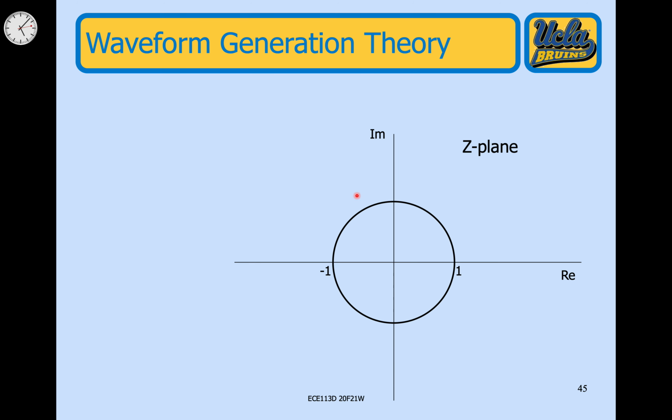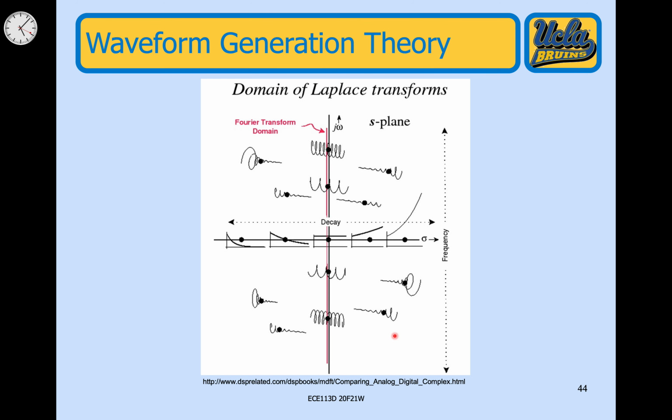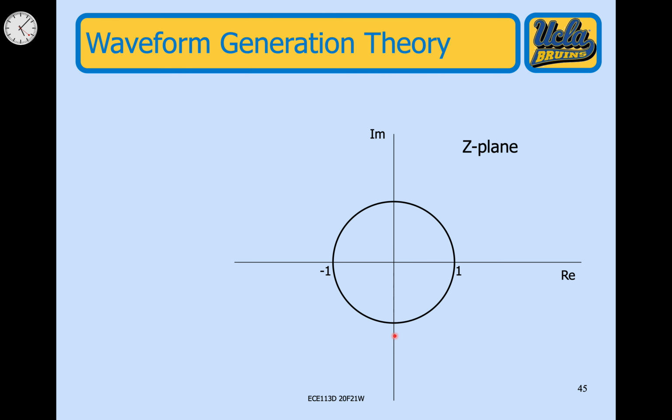If you're talking about discrete, which is what we are, the previous stuff is continuous. We're talking discrete here, so it's a z-plane, but it's still a complex plane. Now you've got the unit circle, and if you're inside the unit circle, you're stable. If you're outside the unit circle, you're not stable. If you're on the unit circle, you have an oscillator. And that generates your sine wave.